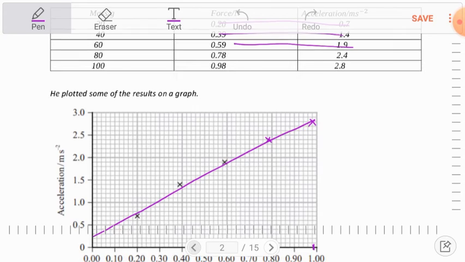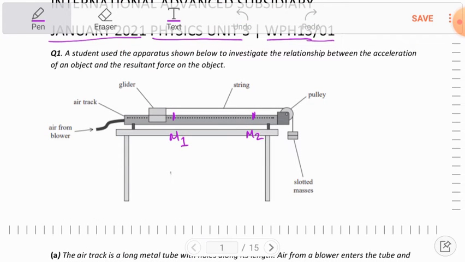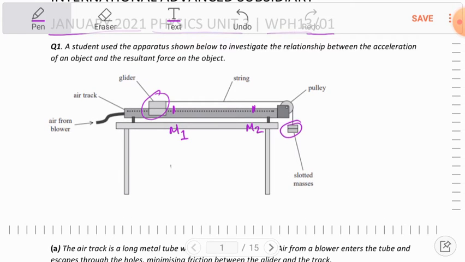So let us first move to the diagram, page 1. We saw that there was a slotted mass hanger, and there was a glider. What happens in this investigation is that the student uses some masses on the glider and some masses on the slotted mass hanger, and he keeps on adding to the mass of the slotted mass hanger, and he keeps on removing masses from the glider. So to keep the entire mass constant for the entire system, the mass he removes from the glider, he should replace onto the slotted mass hanger.